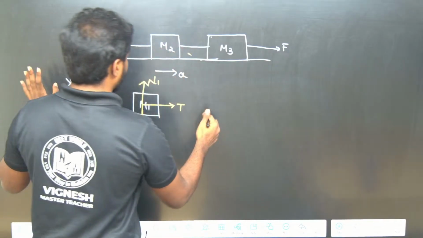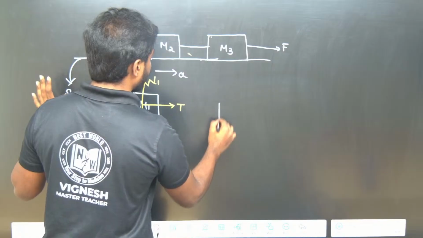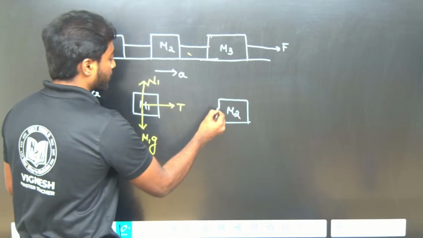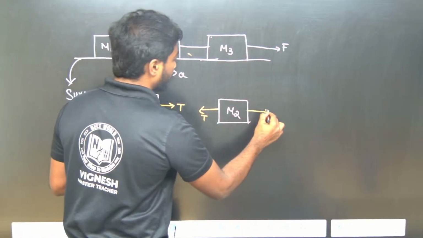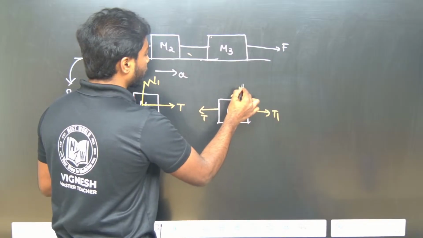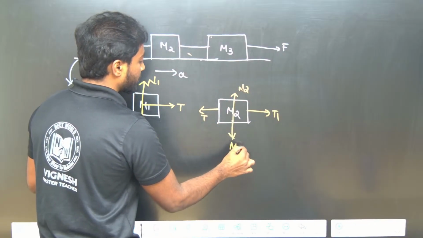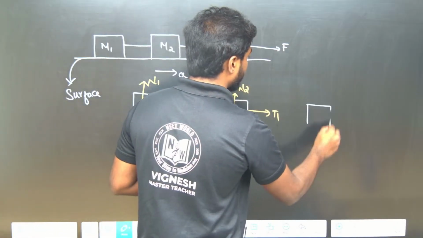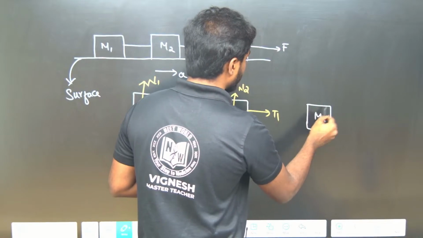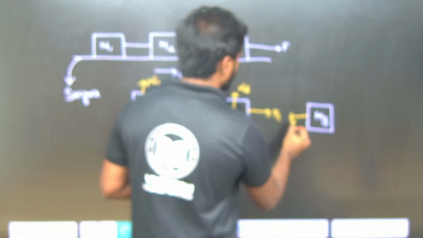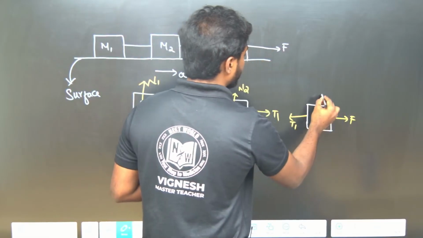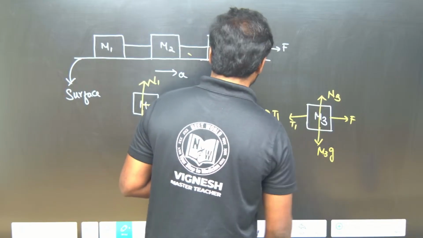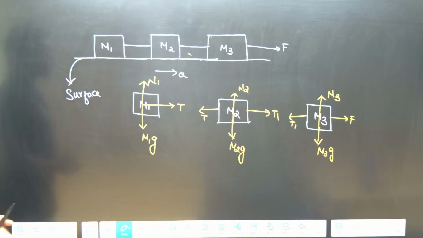Then when I talk about M2, 2 ropes are there. One is T, the same tension will be there. The other one is T1. Now this is my N2 and this is my M2G. And when I talk about M3, this is my tension T1 and this is my force F and this is my M3G. So these are the free body diagrams of the given blocks.